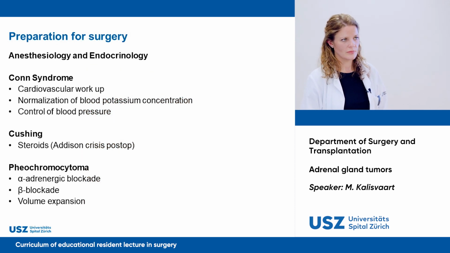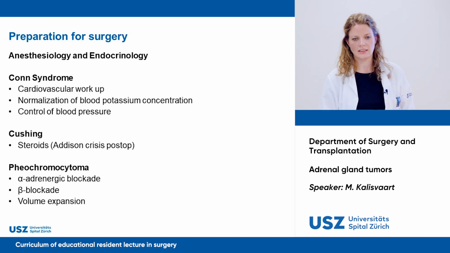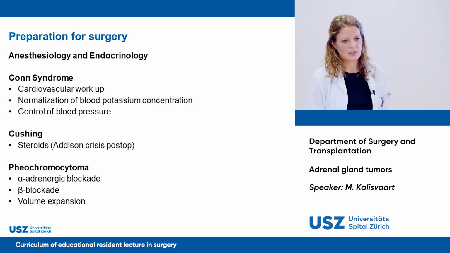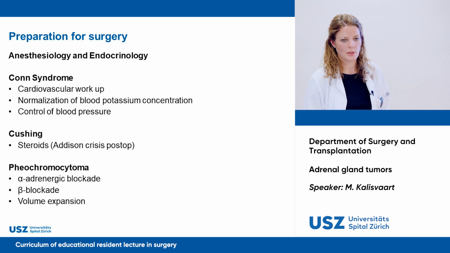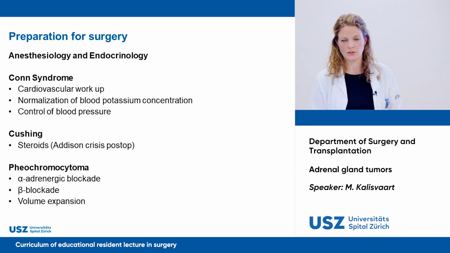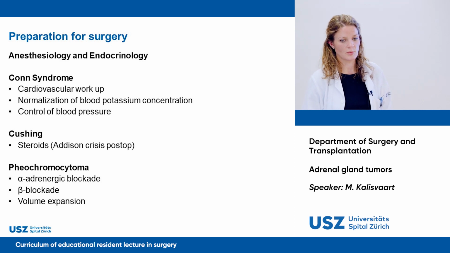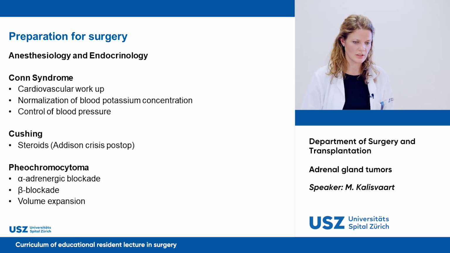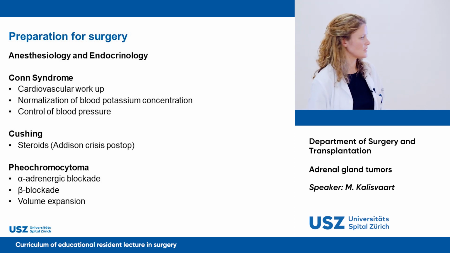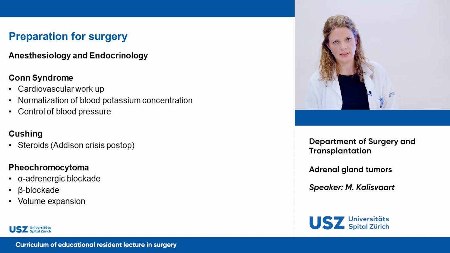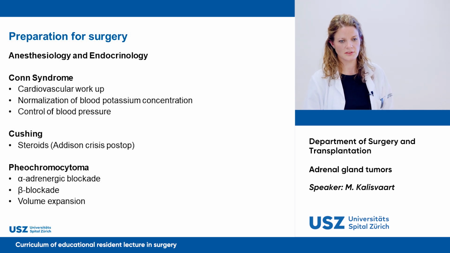First, before we get to surgery, it's very important that the anesthetist and endocrinologist get involved, especially in the hormone-producing tumors. First, for the Conn syndrome, it's important that there's a full cardiovascular workup because the hypertension can also cause cardiovascular disease. There should be a normalization of the blood potassium concentration and also good control of the blood pressure. In Cushing syndrome, it's important that steroids are given, especially postoperatively, as otherwise they can develop an Addison crisis.